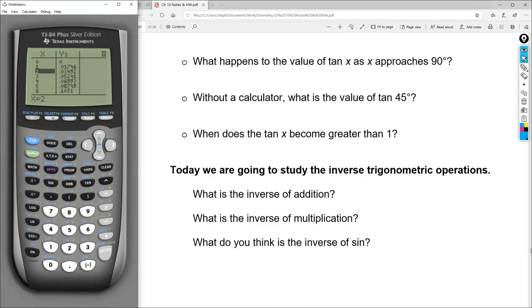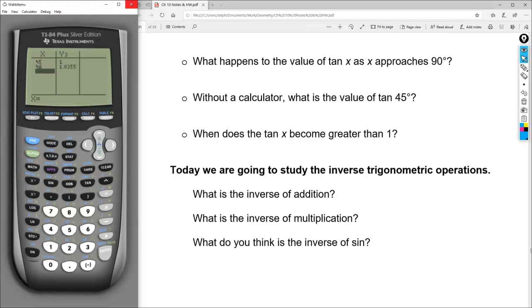So what I'm going to do is go to table set. I'm going to set my table to ask me for my independent variable. Alternatively, if you know where you want to start, you could have your table start at not 0. So let's say I started at 45. And I go back to my table. Now I see I am below 1 here, I'm above 1 here. If you set your independent to ask, then your x column will just be blank, and you can type in whatever number you want. Okay, so 45, I know I'm 1. 46, I know I'm greater than 1.